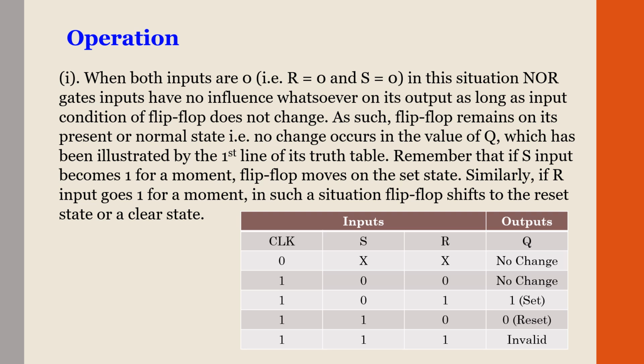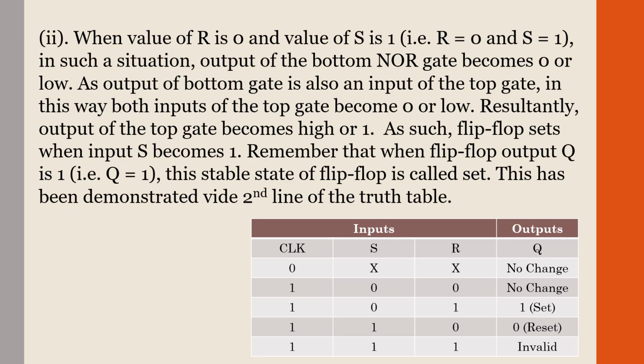Similarly, if R input goes to 1 for a moment, in such a situation the flip-flop shifts to the reset or clear state. When the value of R is 0 and the value of S is 1, in such a situation, the output of the bottom NOR gate becomes 0 or low. As the output of the bottom gate is also an input of the top gate, in this way both inputs of the top gate become 0 or low. Resultantly, the output of the top gate becomes high or 1. As such, the flip-flop sets when input S becomes 1.